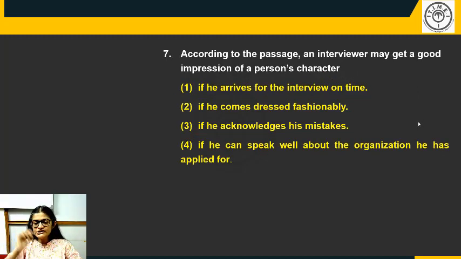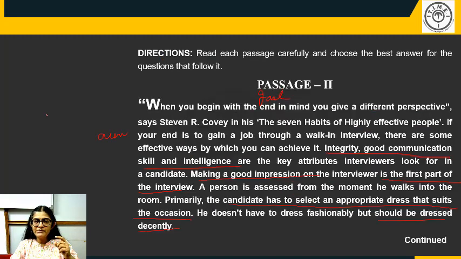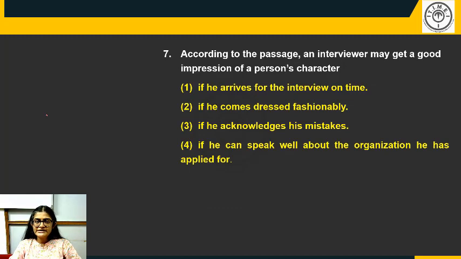According to the passage, an interviewer may get a good impression of a person's character. Here, acknowledging the mistakes can show a person's strength of character. This is where character has been mentioned. Making a good impression is the first part of an interview, but how does he make an impression? It is written in the last sentence, right? So let us see.